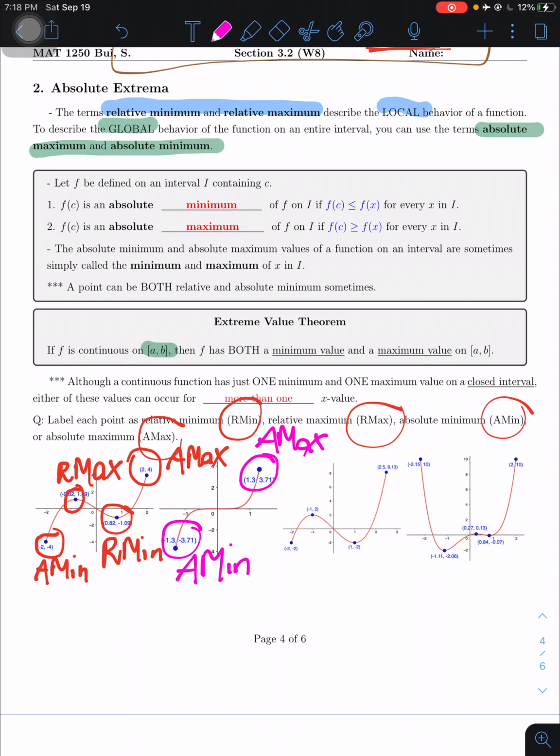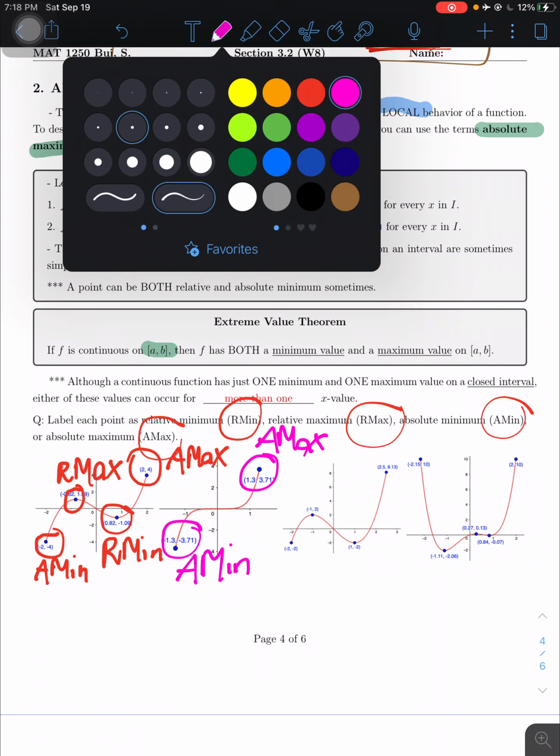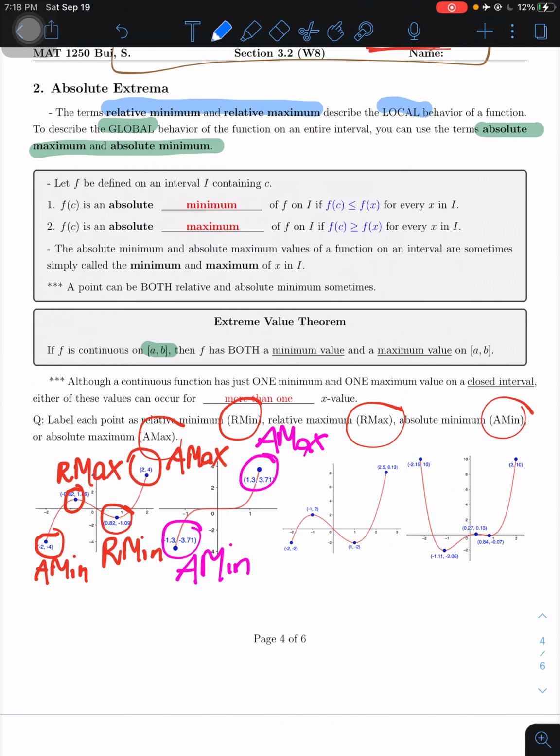Okay, and what do I mean by loop? I mean like this. Let me put it in blue. If you have a U shape in here, that means you're going to have either a relative maximum or a relative minimum, okay? For absolute max and absolute min, it's literally the highest point and the lowest point compared to everything else in your graph, okay? But the U shapes refer to the relative extremum, okay?